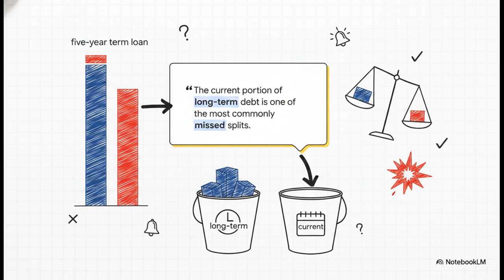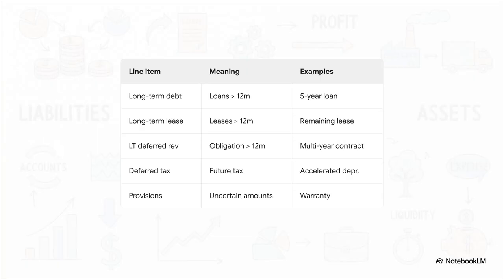If you skip this step, the consequences are severe. You'll end up overstating your long-term stability and dangerously understating your immediate short-term risk to anyone reading your balance sheet. Don't let that happen. Now, looking beyond that 12-month window, we hit our non-current liabilities.